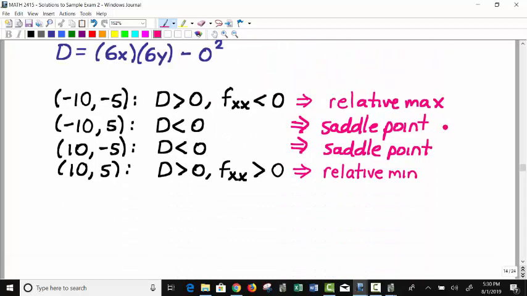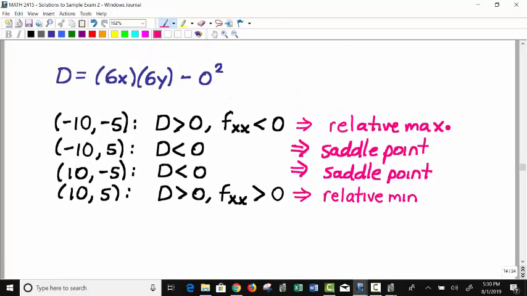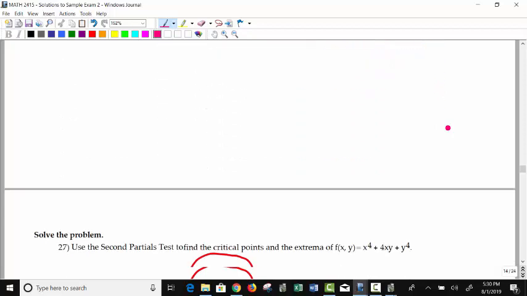And there we have it. So there were a lot of critical points for that one, but it wasn't too bad.